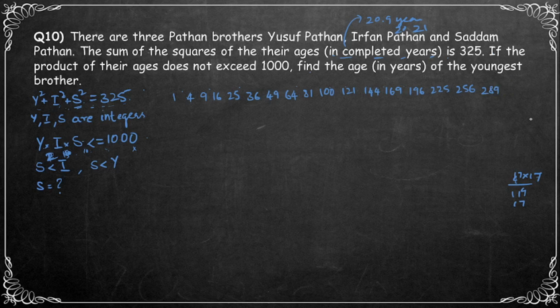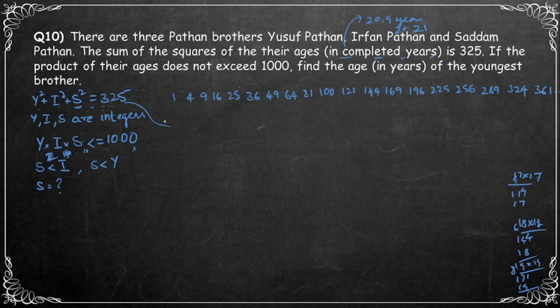Okay. So now 18 square is 324. Now 19 square is 361, right? So it goes like that.